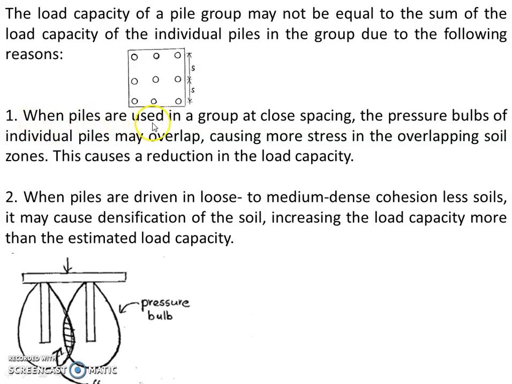First one is that when piles are used in a group at close spacing, the pressure bulbs of the individual piles may overlap. So here we can see in the figure there are 2 piles held together with the help of pile cap, and these are the pressure bulbs, and there is overlapping of the pressure bulbs which is seen over here, and hence we say that when the piles are used in a group at close spacing, the pressure bulbs of individual piles overlap and there will be more stress in the overlapping soil zones.